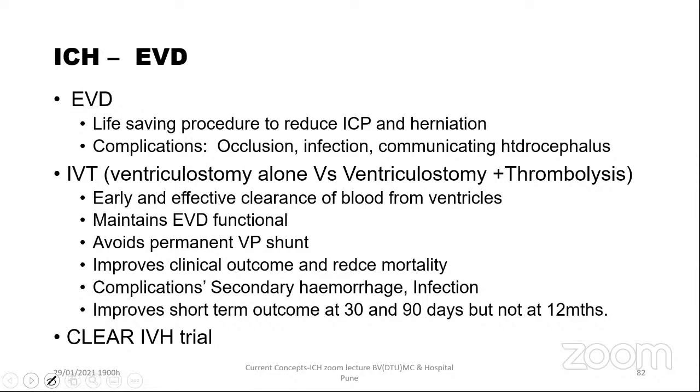Early and effective clearance of blood from ventricles is recommended. It maintains EVD function, avoids permanent VP shunt, improves clinical outcome and reduces mortality. Secondary hemorrhage and infection are complications which can occur. The short-term improvement in outcome was at 30 and 90 days, but not at 12 months. So there is intraventricular hemorrhage, a different approach. You have to put an EVD and put alteplase.